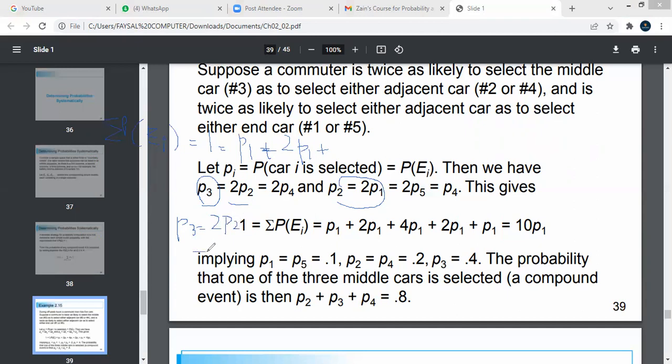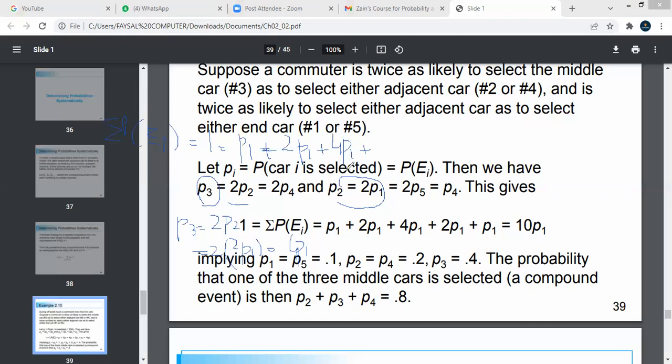2P2. So P3 will be 2 multiplied by P2. What is P2? P2 is basically 2P1. So my answer will be 4P1. So P3 equals 4P1.